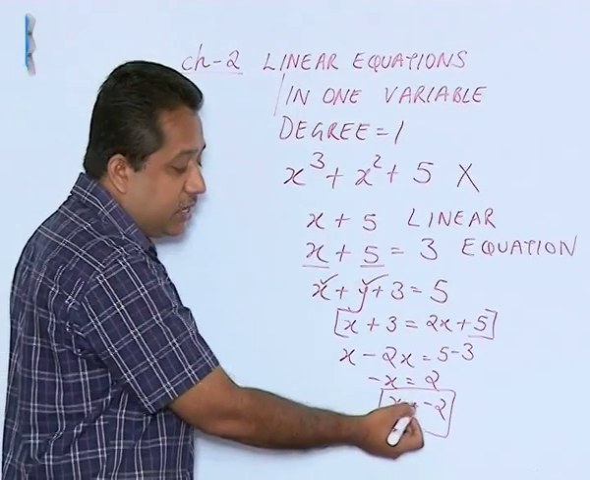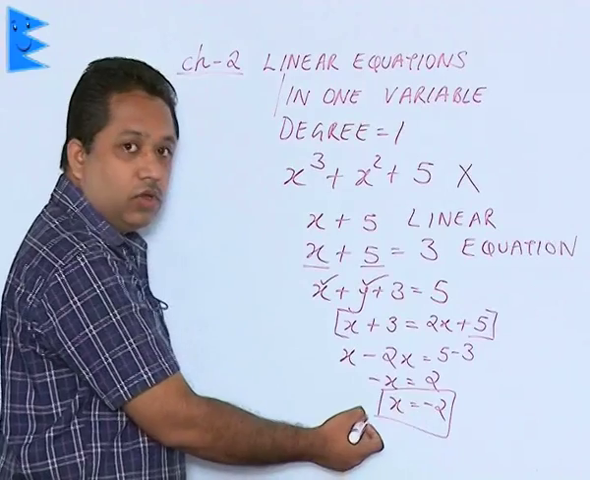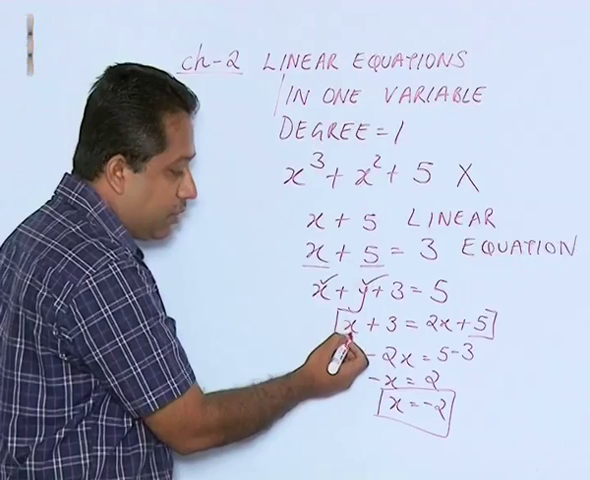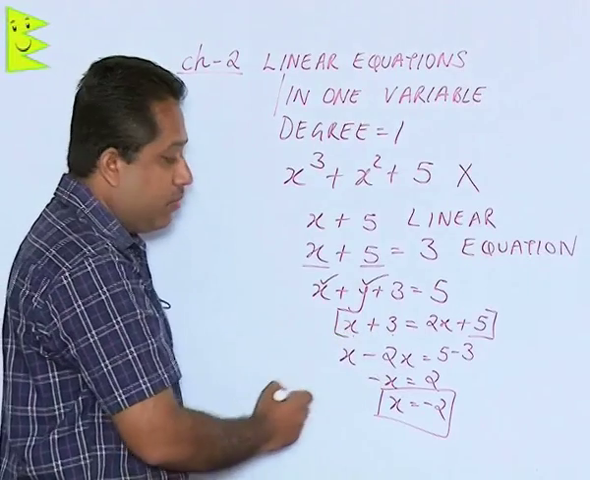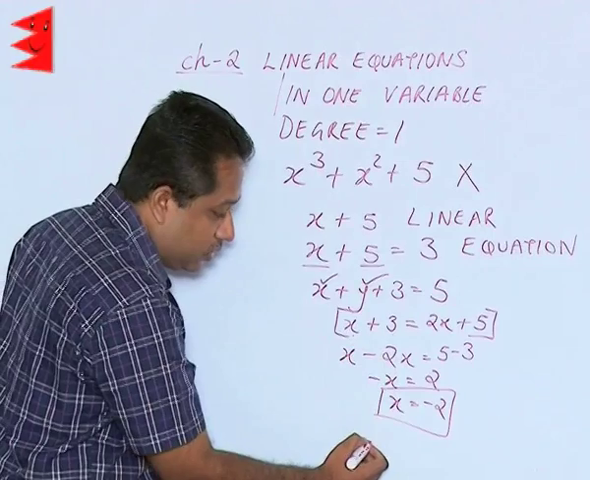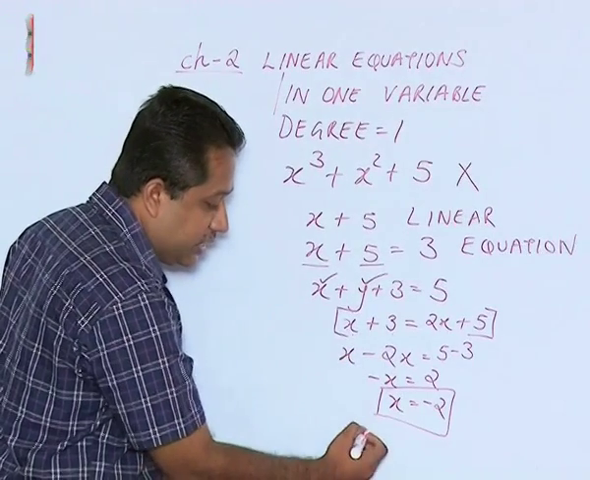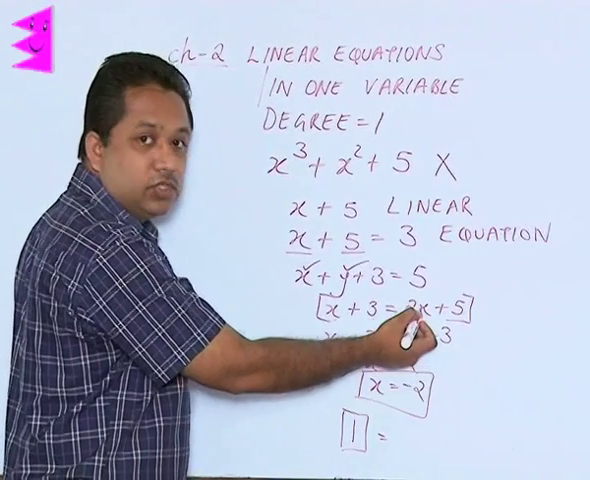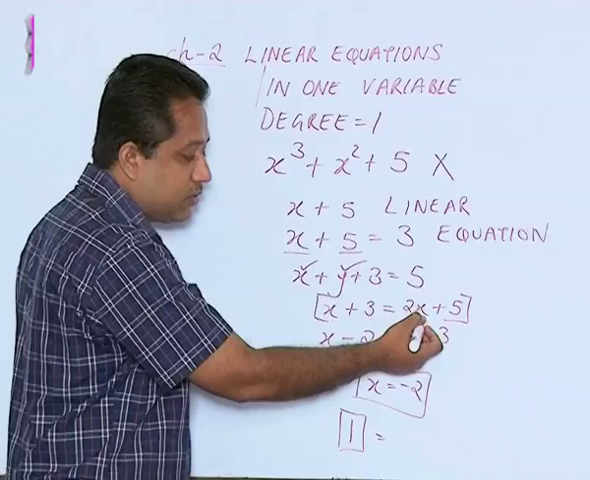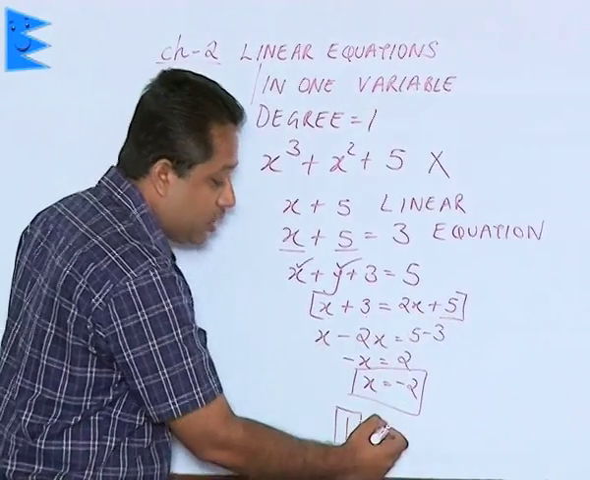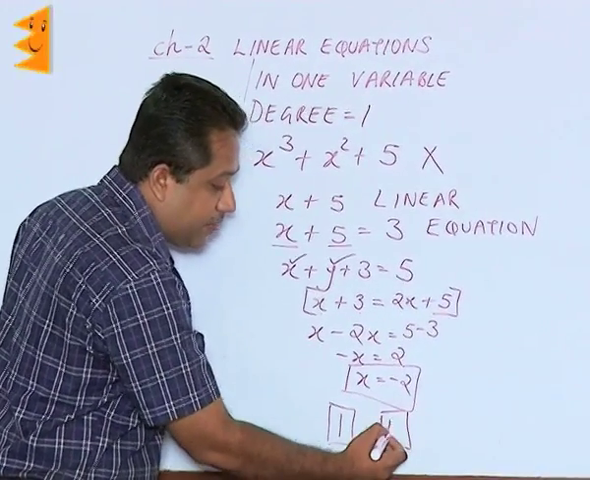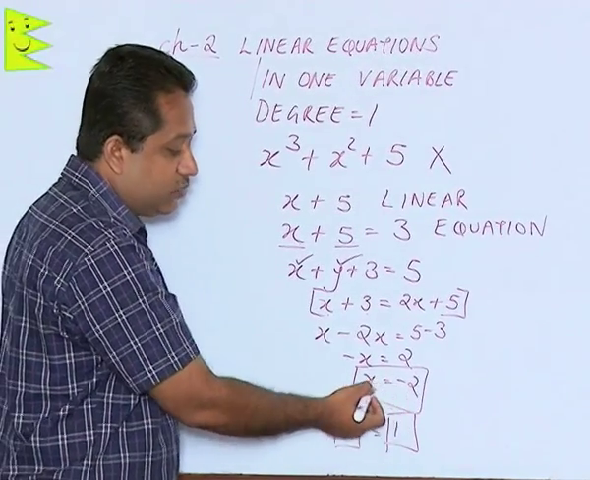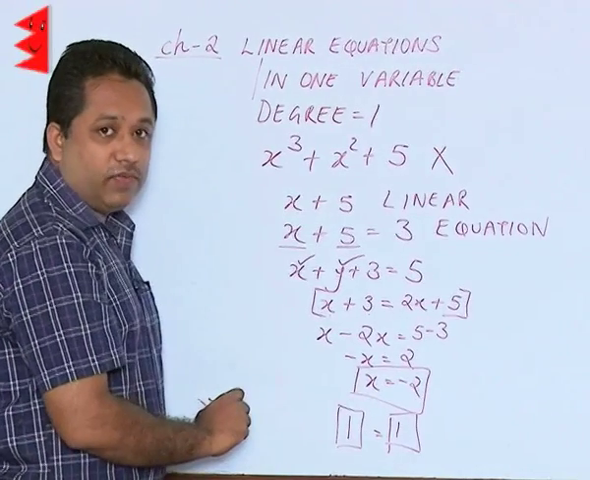Let us check whether this value that we have got is correct or wrong. Substitute the value of x is minus 2 on the left side. So, you are going to get minus 2 plus 3, and minus 2 plus 3 is going to give you positive 1. So, LHS is 1. RHS, you are going to substitute the value of x as minus 2. So, 2 into minus 2 becomes minus 4, 5 minus 4 becomes again positive 1. Therefore, what do we observe? That LHS is equal to RHS, and hence this value of x is minus 2 is verified.